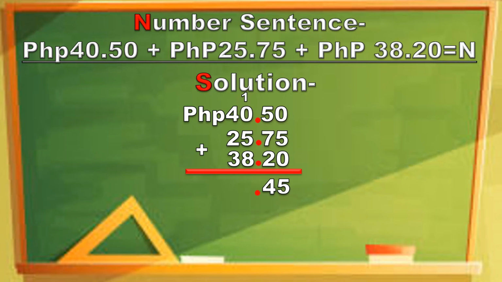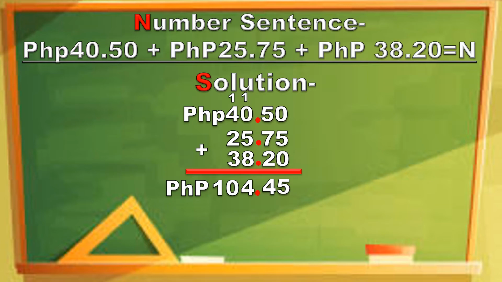Let's now add the digits at the ones place value. We have 1, 0, 5, and 8. Sum is? Okay, very good. Sum is 14. And we regroup or carry 1 again. So let's add now the digits at the tens place value. We have 1, 4, 2, and 3. Sum is? Okay, very good. Now, since we are talking about money here, we have to make sure that we put our unit. So that's 104 pesos and 45 centavos.